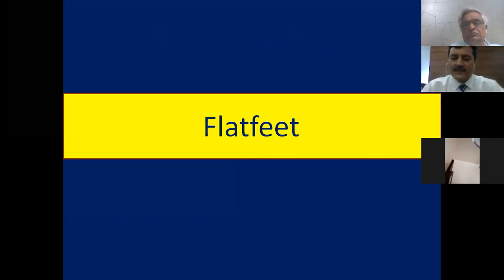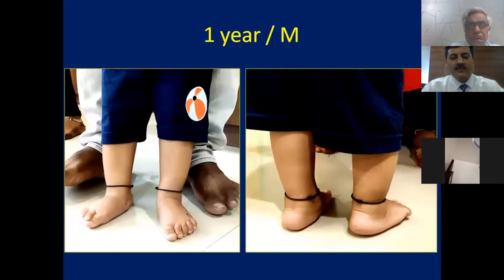Let's come to flat feet now. Again, this boy came to my clinic last week and I captured his images. The parents say that my child is walking with both the feet flat. The right foot is a little more than the left, and we saw them from the back, and both heels are a little bit going out, or heel valgus.